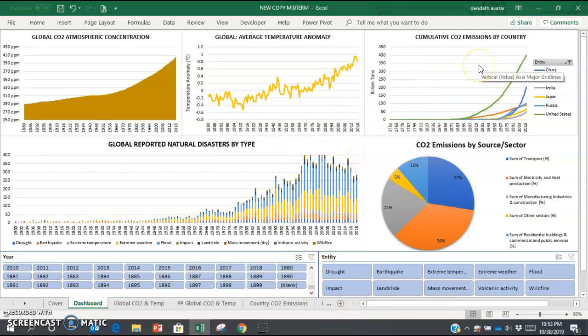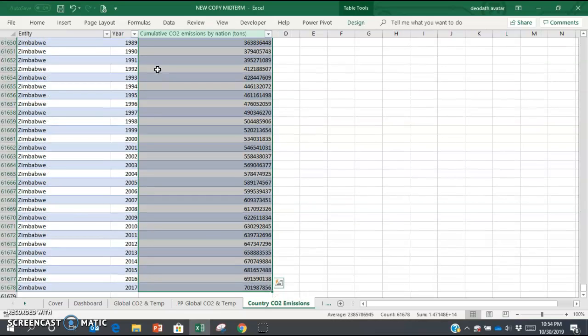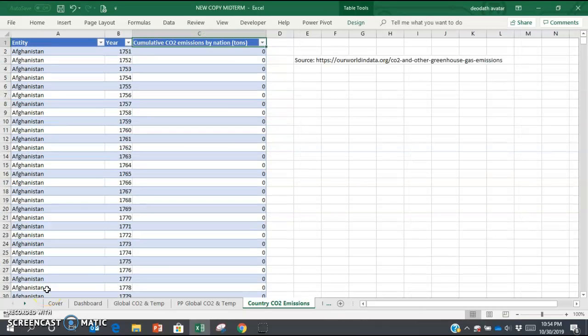For this next chart, I wanted to find out where most of our CO2 emissions came from, what country. So I used this data right here. It gives us data by year for each country and the amount of CO2 emissions emitted for that year. This data set is really large, about 61,000 rows, so I had to use Power Pivot to manipulate this data.